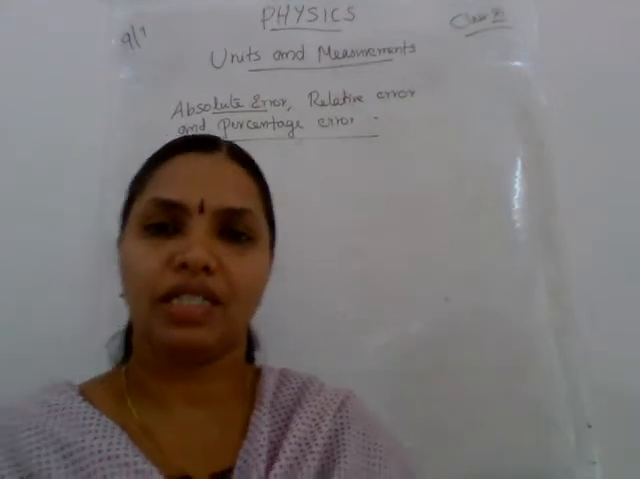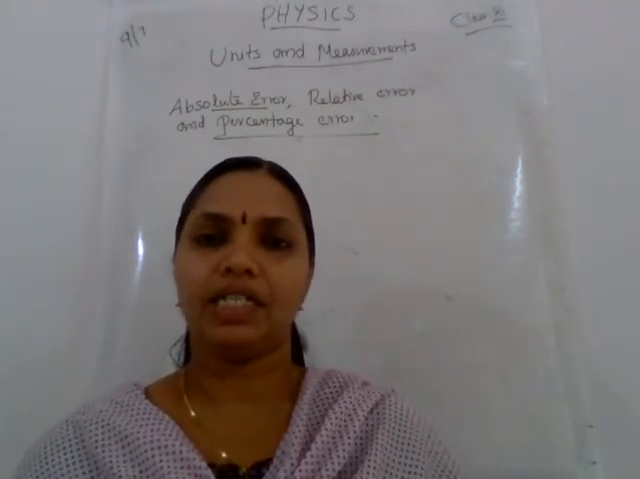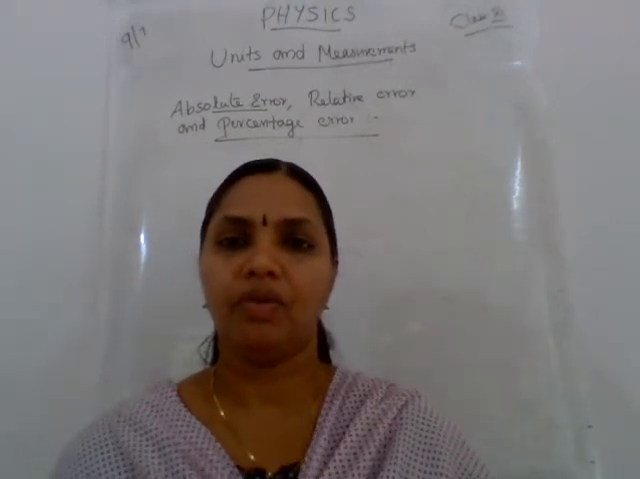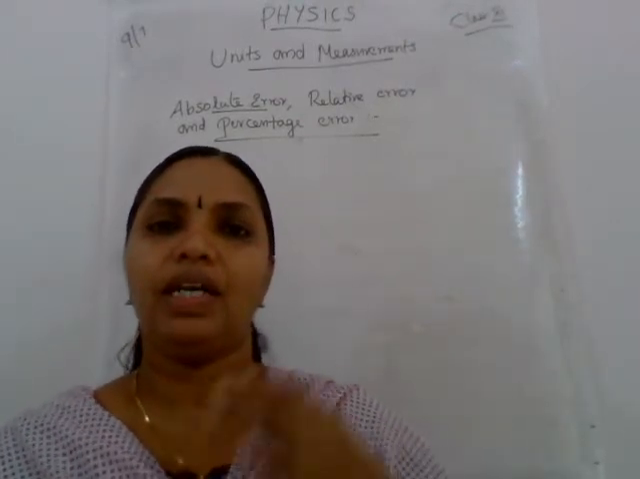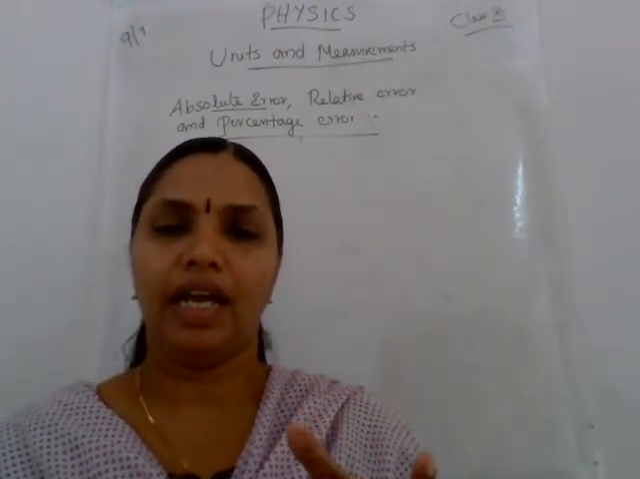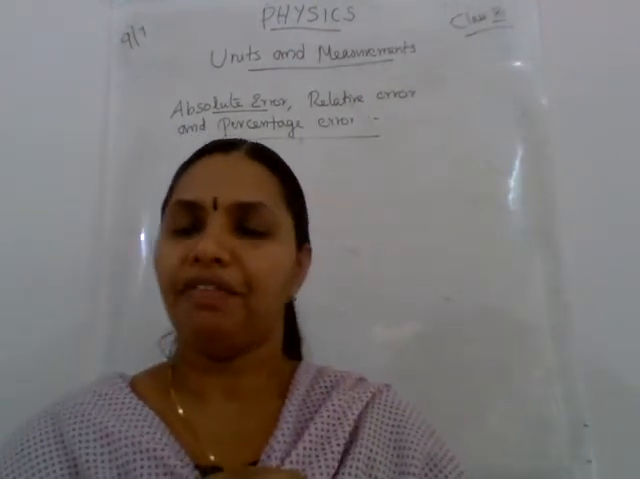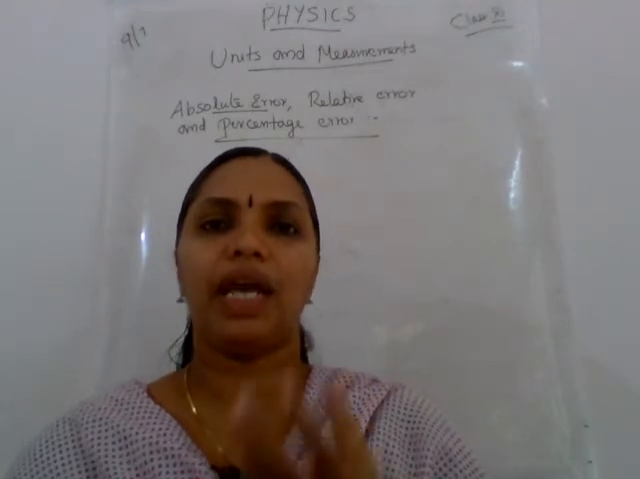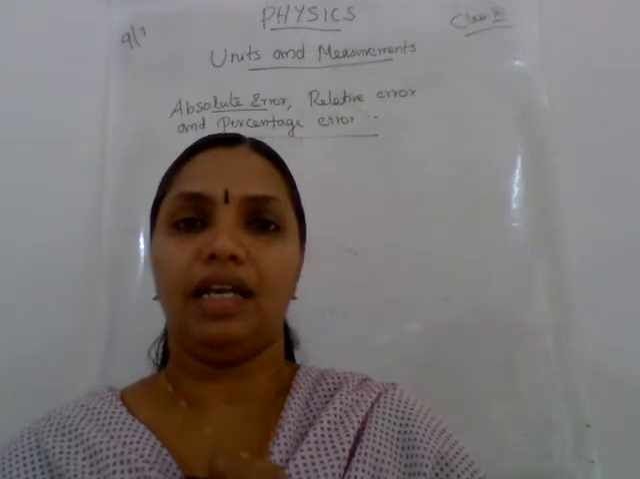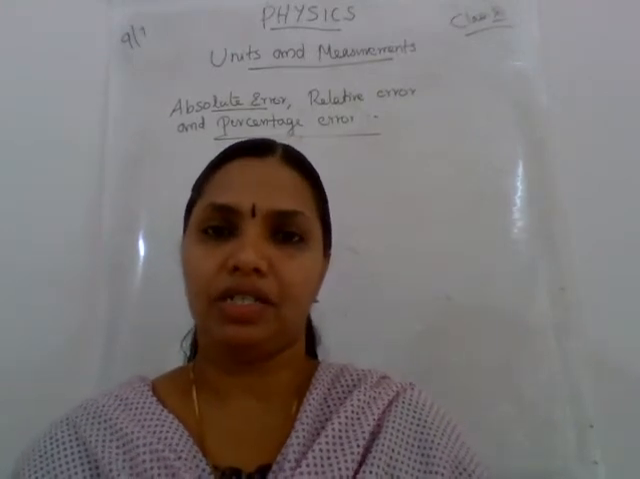In the last class, in the last video, we discussed the errors. What is error? While doing an experiment, there is a possibility of error, and what are the different types of error, and how can we rectify that error? How can we minimize error? That is the thing we discussed.